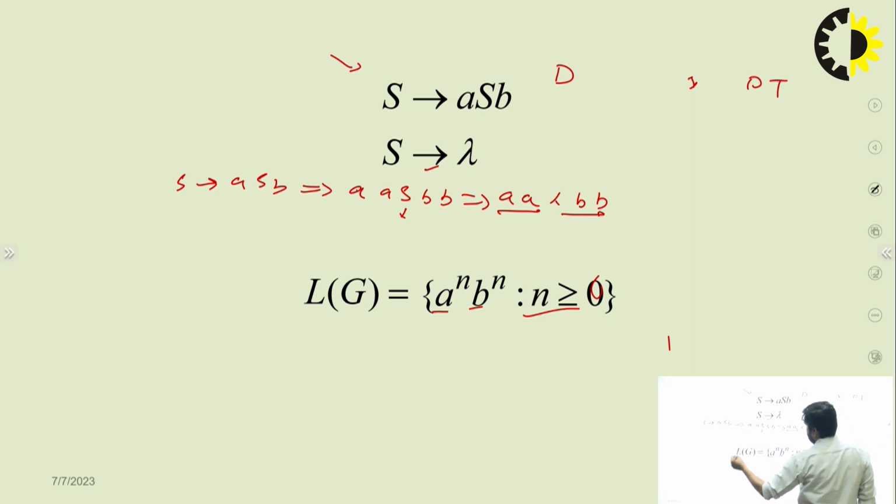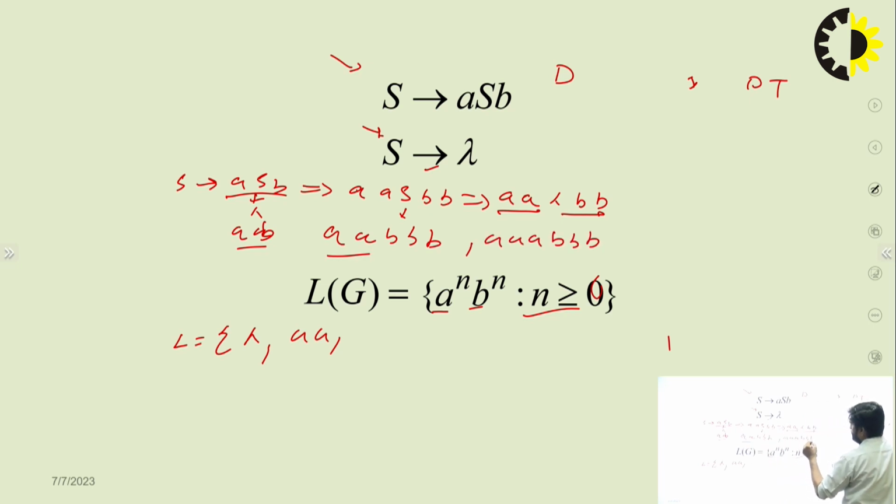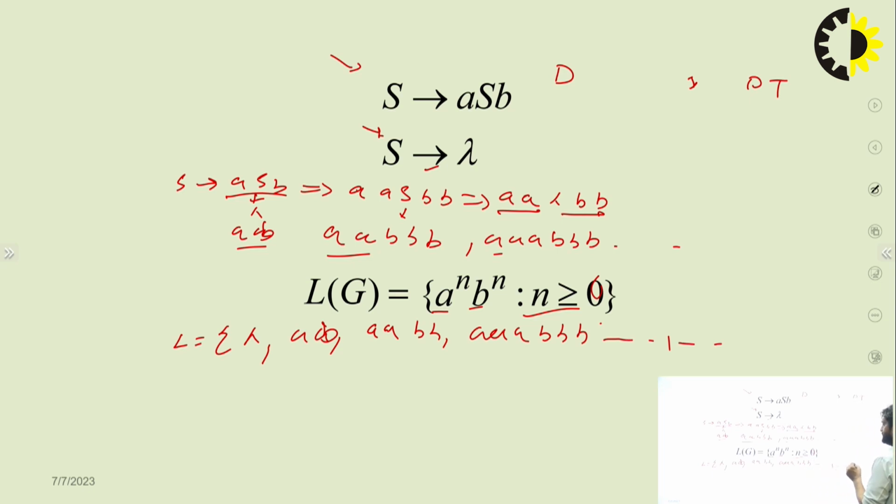The language generated by this grammar is L. First is S generates epsilon. Another is the smallest string generated in this language, ab. Next string generated: first we put the lambda, then ab, next is aabb, next is aaabbb, three a's followed by three b's, and so on. The language is infinite. This language is not accepted by a finite automaton because there is no mechanism to count infinite numbers. So we need another mechanism, a stack as an extra data structure, to count the number of symbols. Now this is complete.